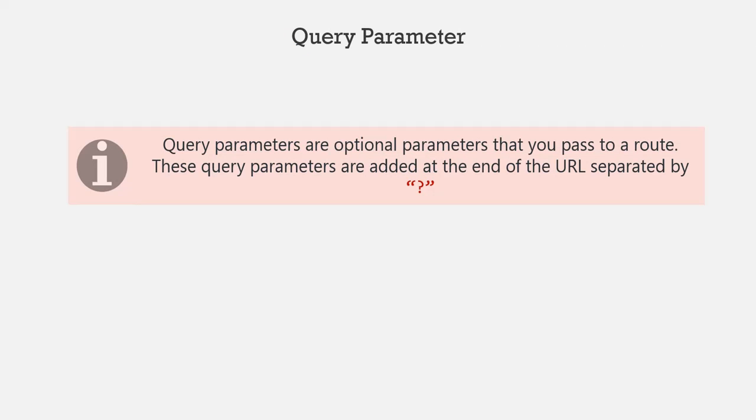Query parameters are the optional parameters that we pass to a route. And these query parameters are added at the end of the URL separated by a question mark. So for example, in this URL, this ID and this name are the query parameters. Okay, so we specify a query parameter after the question mark.